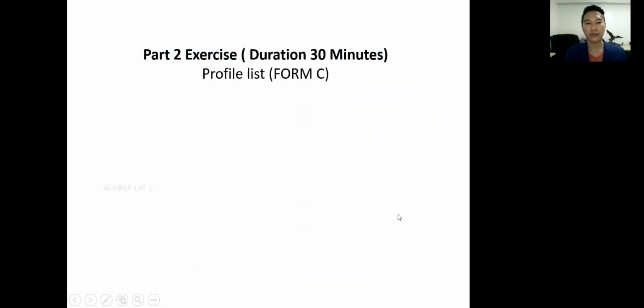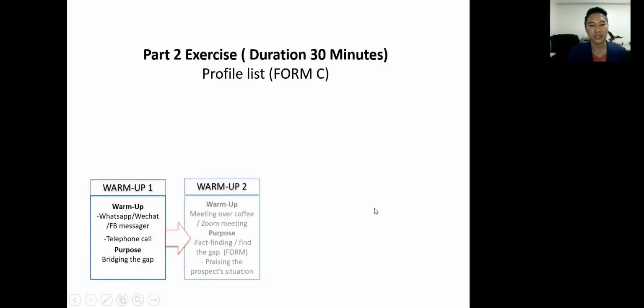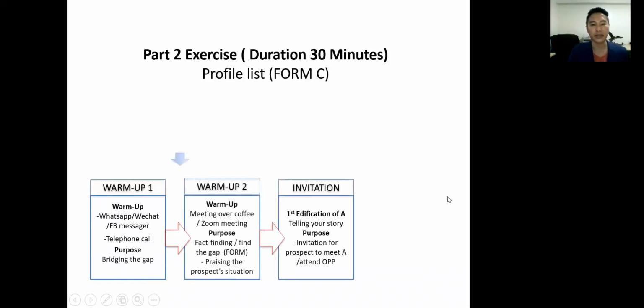Form C itself will be like this. So where does form C come in? If you have started to warm up the person via SMS, you can fill out the details in the form C already. By doing that, you'll be able to fill out more details along the way. This is the flow in terms of the meeting.